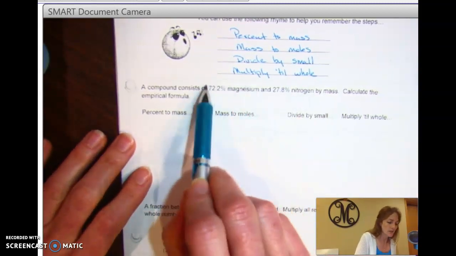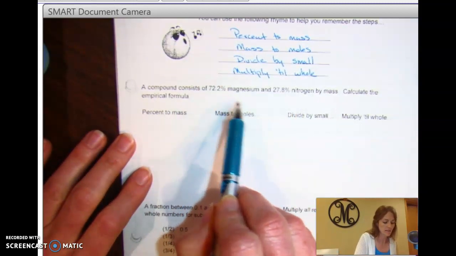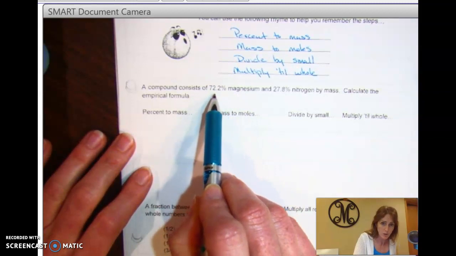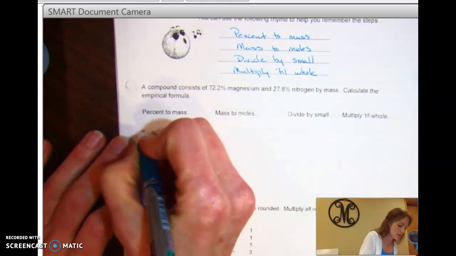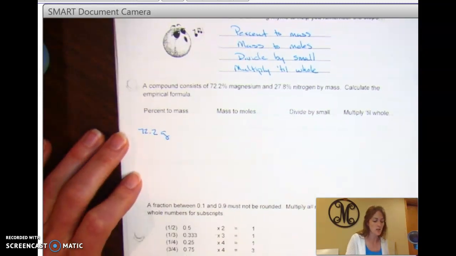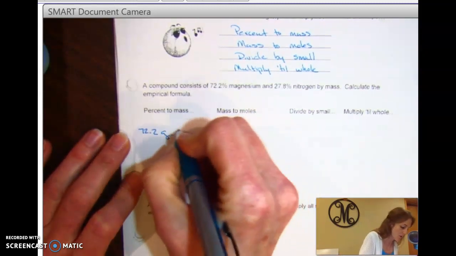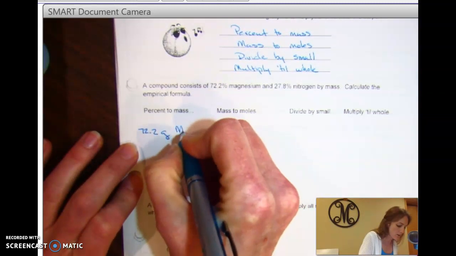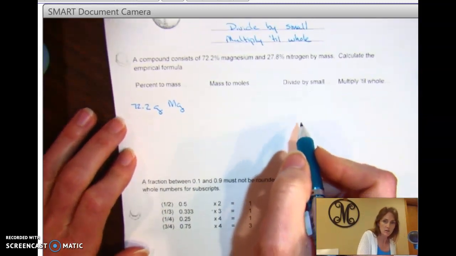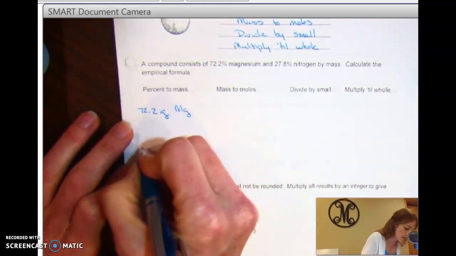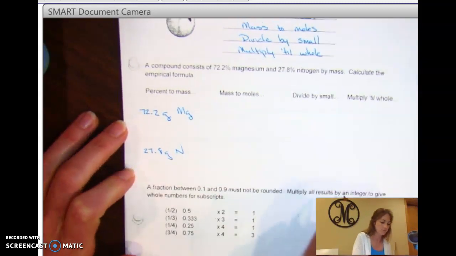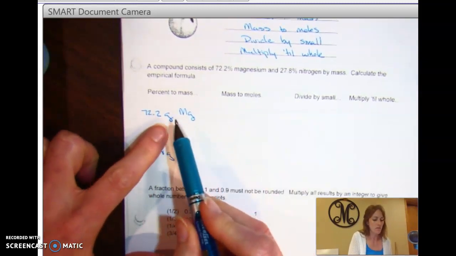Well, if we're assuming this is 100%, if we started with a 100-gram sample, 72.2% would be 72.2 grams. That's it. We just changed percent to mass. So 72.2 grams of magnesium. And then for our nitrogen, it's going to be 27.8 grams of nitrogen. Now, how do we convert mass to moles?